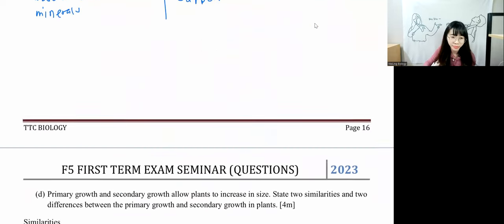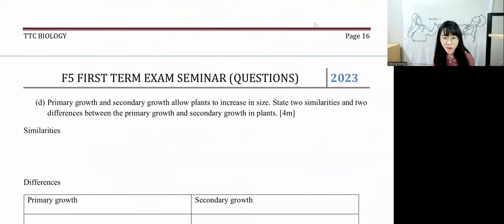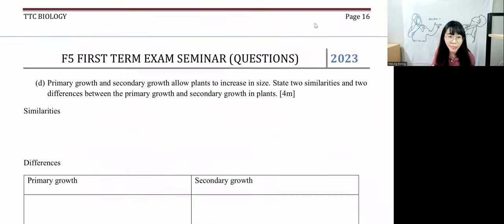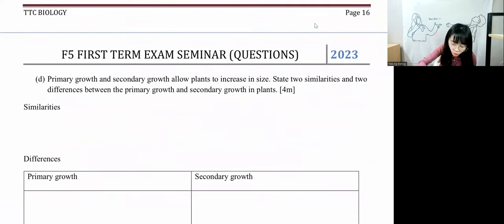Okay, next one. Primary growth and secondary growth allow plants to increase in size. State two similarities and two differences between primary growth and secondary growth in plants. Sometimes when the question does not state it clearly, let's say they ask you to compare and contrast. Remember, compare and contrast, you also have to write similarities and differences, yeah?